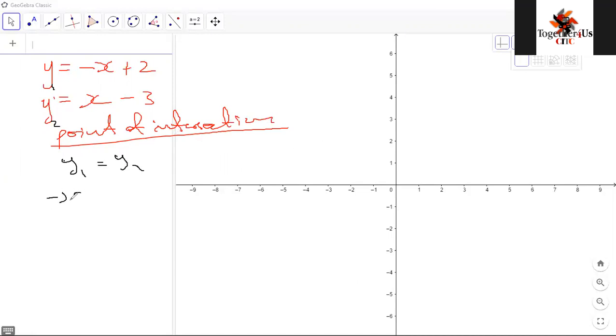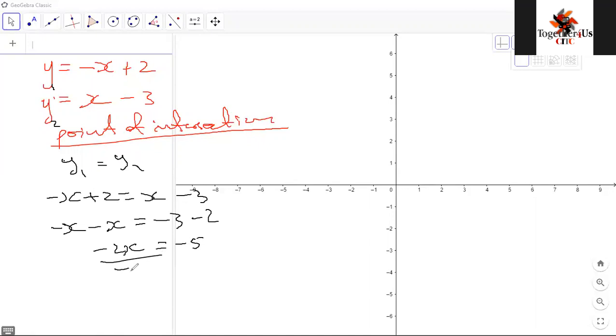And so what does that mean? It means I'm going to have the equation minus x plus 2 is equal to x minus 3. And you can see now I can group like terms, because this is the basic equation type that you kind of solved in grade 9. And then this is minus 2x, which equals negative 5. And I divide by negative 2 on both sides.